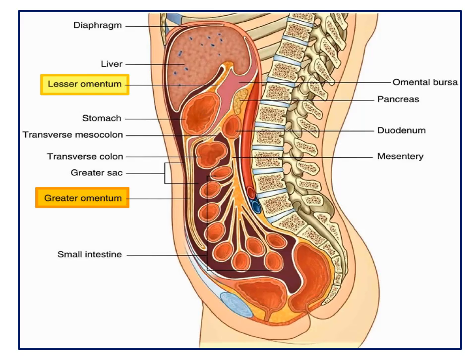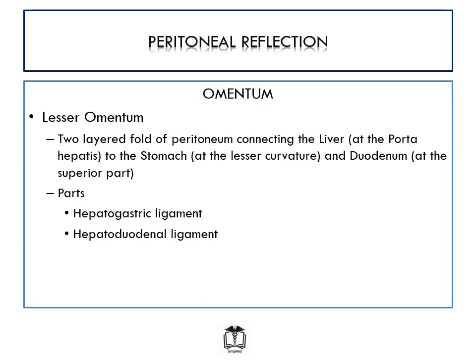We'll talk about each of them, but just to quickly summarize, the lesser omentum tends to connect the stomach and the duodenum all the way up to the liver, whereas the greater omentum tends to connect the stomach and duodenum down to the transverse colon. So the lesser omentum is a two-layer fold of peritoneum, emphasis on the two layer, and it tends to connect the liver, particularly at the portal hepatis, to the stomach and duodenum. It connects the liver to the lesser curvature of the stomach and to the superior part of the duodenum.